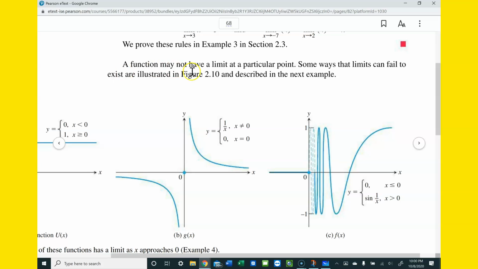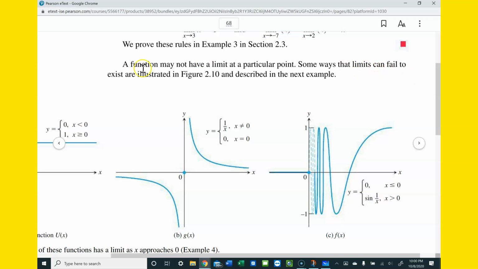A function may not have a limit at a particular point. There are some times where the limit does not exist. I don't know if you've ever seen the movie Mean Girls, but that's kind of the classic line in that movie. I don't know that I even remember anything else about that movie. I just remember the moment when she's doing a calculus problem and the limit does not exist is the answer.